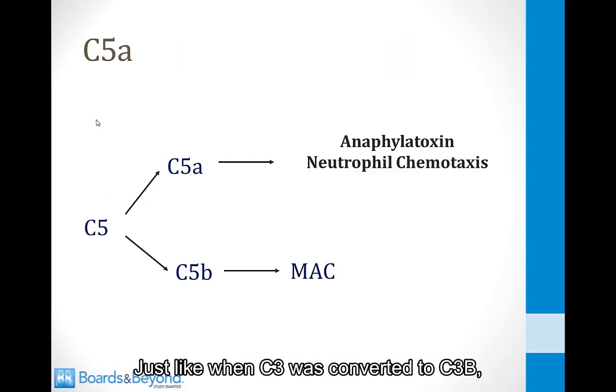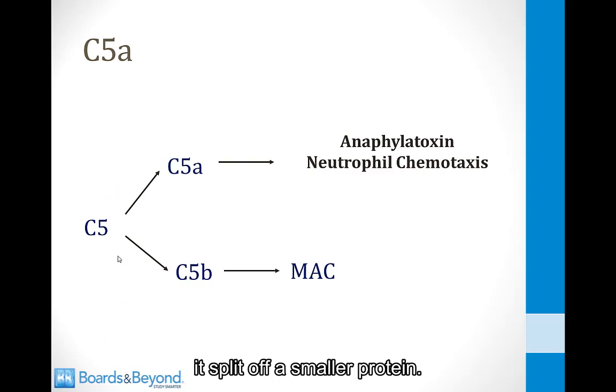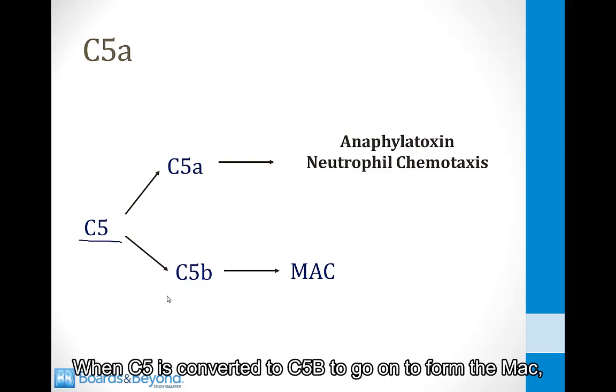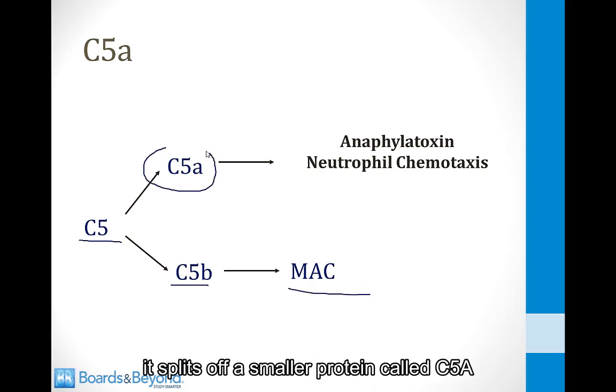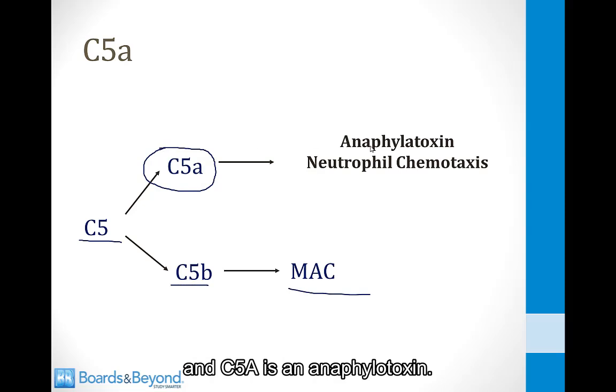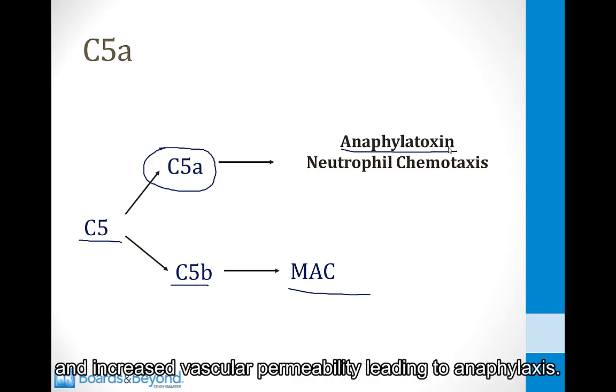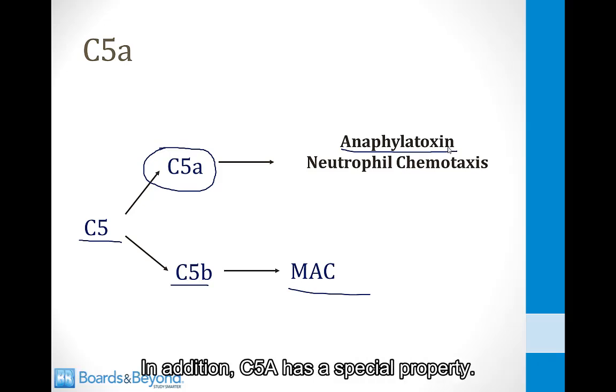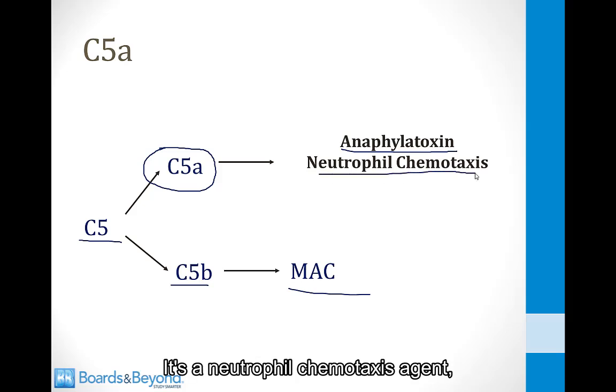Just like when C3 was converted to C3b, it split off a smaller protein, the same thing is true of C5. When C5 is converted to C5b to go on to form the MAC, it splits off a smaller protein called C5a. And C5a is an anaphylotoxin. It has the same properties as C3a. It can stimulate histamine release and increase vascular permeability, leading to anaphylaxis. In addition, C5a has a special property. It's a neutrophil chemotaxis agent, so it can draw neutrophils into the sites of complement activation.